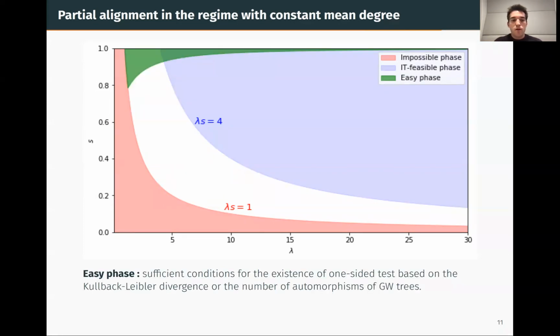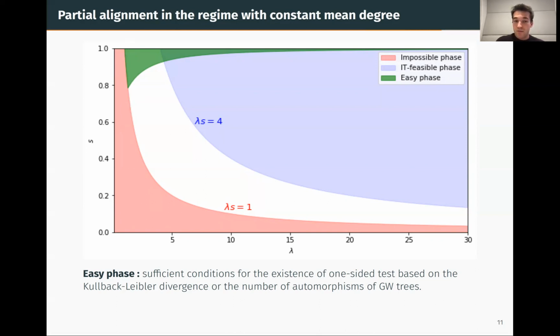First of all, we were able to show some sufficient conditions for the existence of one-sided tests in the tree problem, based on the study of Kullback-Leibler divergence or the study of the number of automorphisms in a Galton-Watson tree. And this leads to the following green easy phase here, namely that in this phase, we were able to solve the problem in polynomial time. And you see that interestingly, there is no gap between the impossible and the easy phase. The frontier is sharp here when lambda is small.